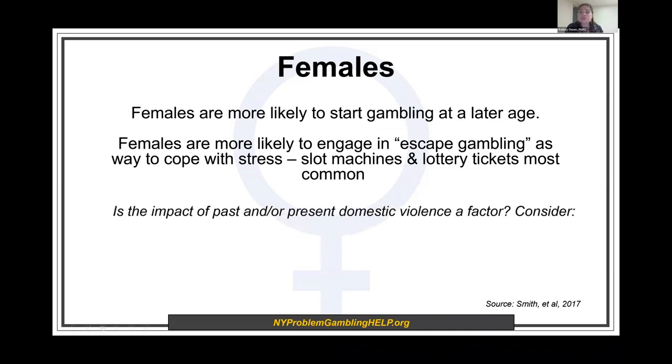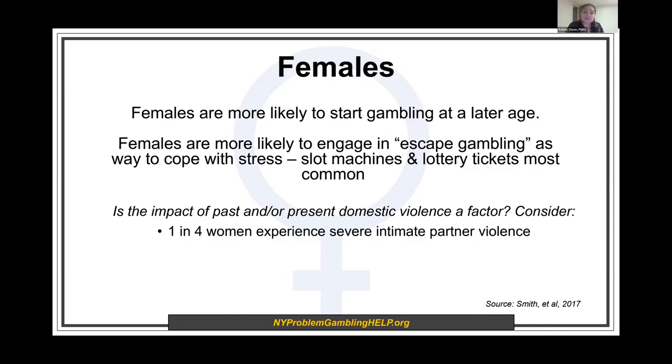Some things to consider: if you come across any females who might be exhibiting some of these signs of problem gambling, ask yourself, could this be an impact of past or present domestic violence? Here are some things to consider. 1 in 4 women do experience severe intimate partner violence, right?